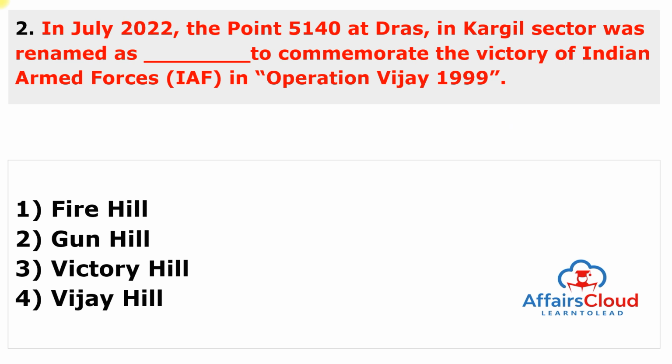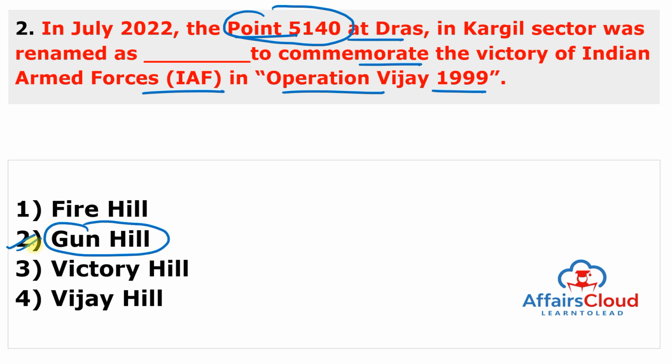Next question is, in July 2022, the point 5140 at Dras in Kargil sector was renamed as dash to commemorate the victory of Indian Armed Forces in Operation Vijay in 1999, also known as the Kargil War of 1999. So remember, point 5140 at Dras in Kargil sector was renamed as Gun Hill. So the answer of this question is second, and it is to commemorate the victory of Indian Armed Forces and pay tribute to the sacrifice of the war heroes in the Operation Vijay of 1999.